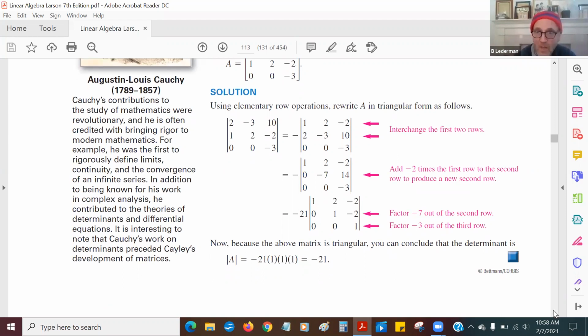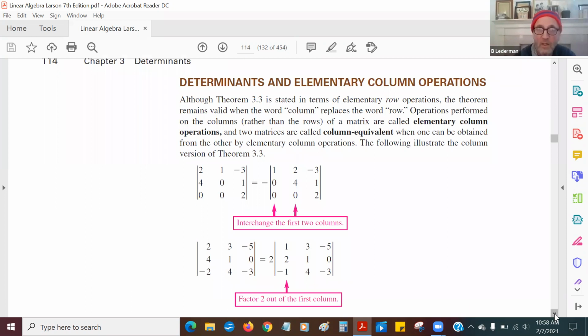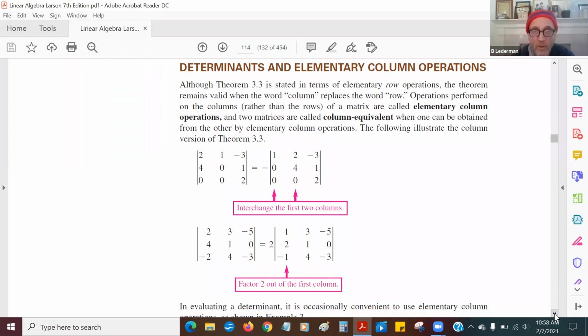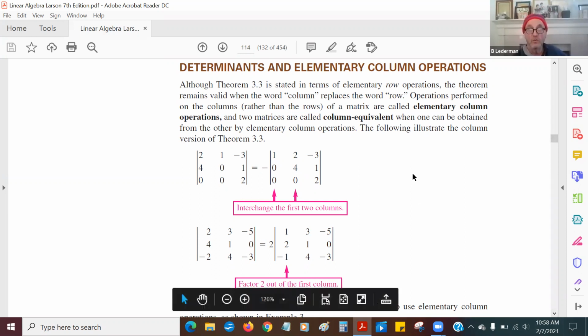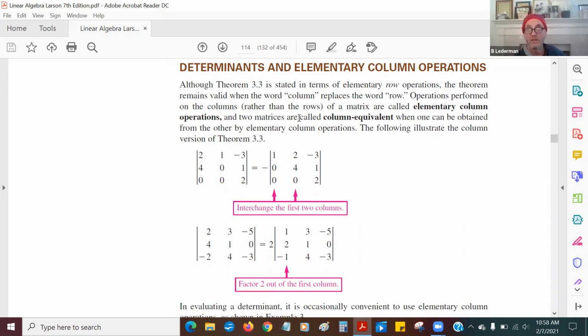And before I go on, I know what you're all thinking right now. You're thinking, gee, we're doing all these elementary row operations, we're moving rows around. What would happen if we switched columns instead of rows? Well, the exact same thing would happen. Sometimes we do want to do elementary column operations, and we call them elementary column operations. If I apply them to one matrix to get another matrix, then the new matrix is called column equivalent to the old matrix.